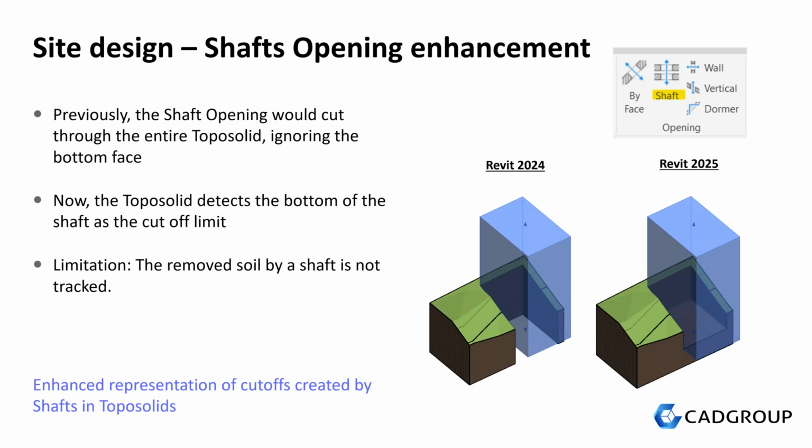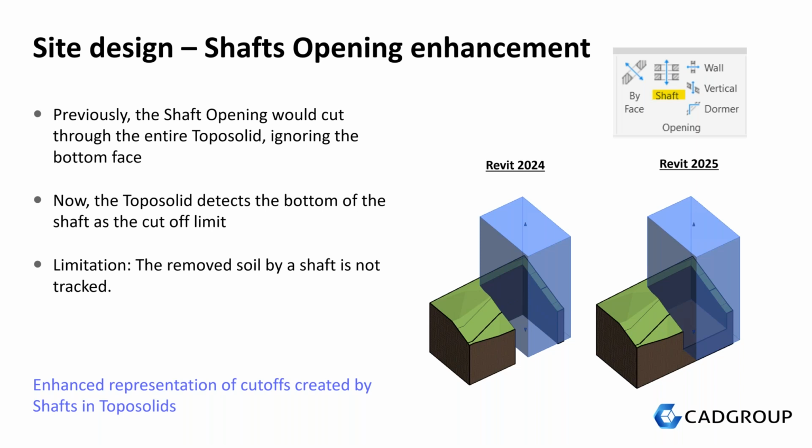Shaft opening enhancements. In previous versions, shaft openings would cut through the entire toposolid elements. Now, the bottom of the shaft is respected as a depth limit of the cut-off. Note that the cut-off volume by a shaft is not tracked in schedules. Use a floor, roof, or mass excavation instead. So the bottom line is enhanced representations of cut-off made by shafts in toposolid.